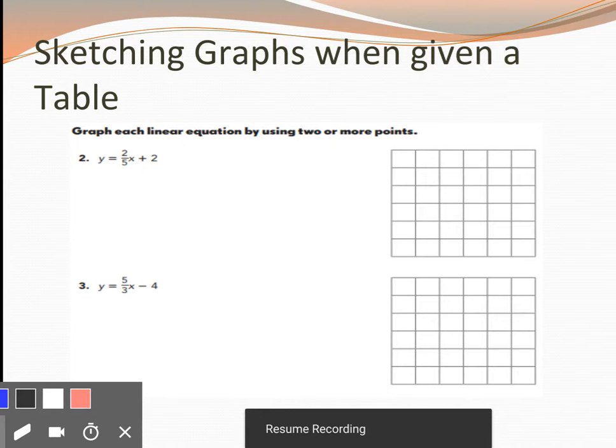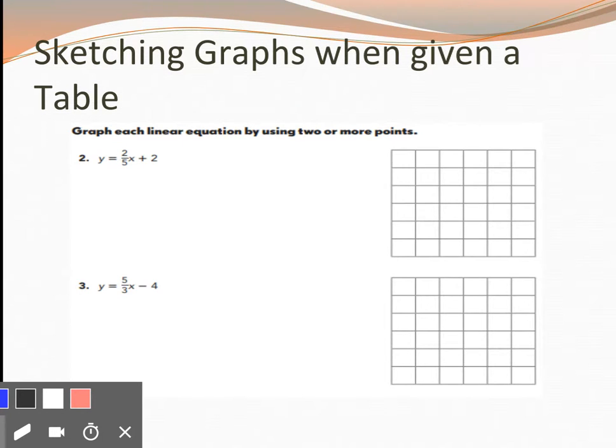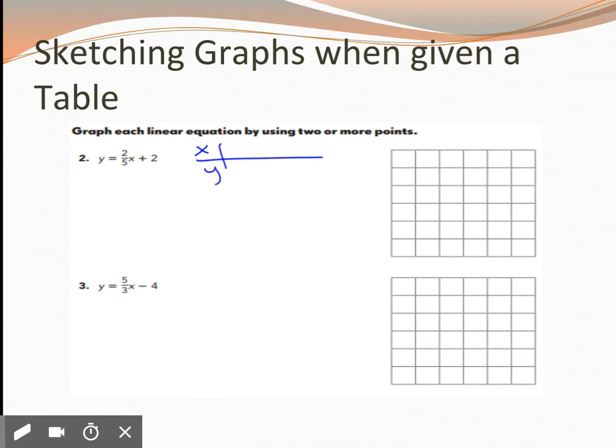All right, let's do number 2 together. It says graph the linear equation by using 2 or more points. So you get to pick your points for these graphs, and I highly recommend anytime you get to pick your points, use 0 as an x, okay? It makes it really, really easy, and I'll show you why. So I'm just going to make my table of values.